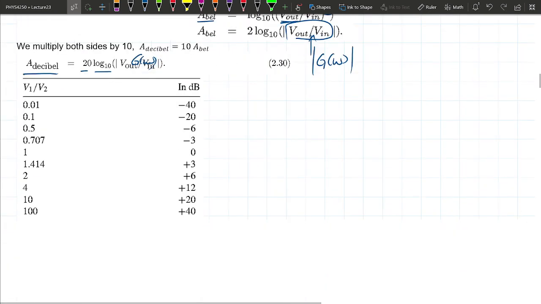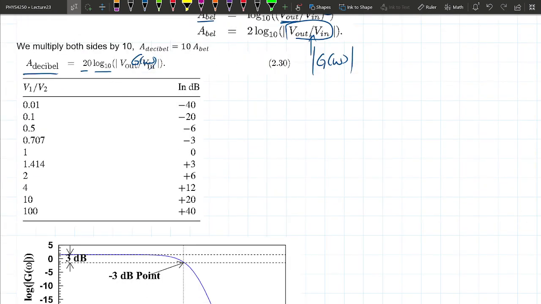Just to punch in some numbers so you get a sense of what these numbers mean: if the gain of something is 1/100th, in decibel it's actually negative 40. It's interesting, because basically this power here is negative 2. It's 10 to the negative 2, and 10 to the negative 2 times 20 is negative 40.